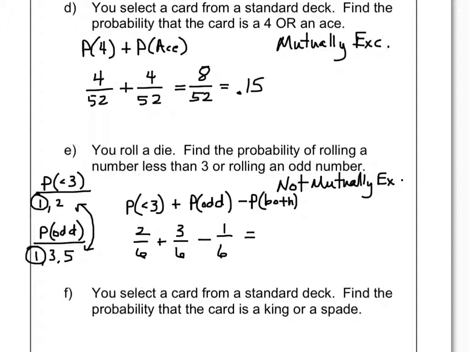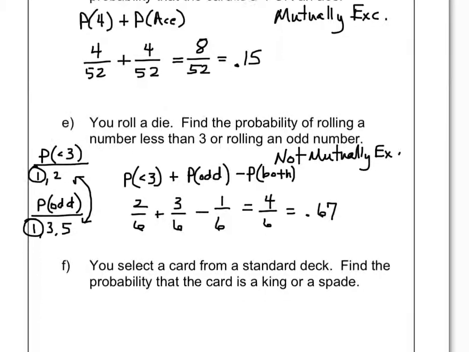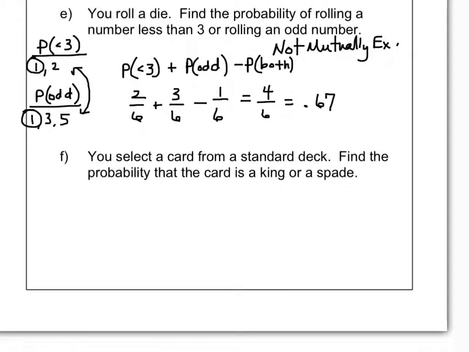So now I get 2/6 plus 3/6, which is 5/6, minus 1/6, which is 4/6, and this rounded to the nearest hundredth is 0.67. So again, how you determine the number we subtract is however many times the number was counted multiple times. Okay, so let's take a look at letter F.